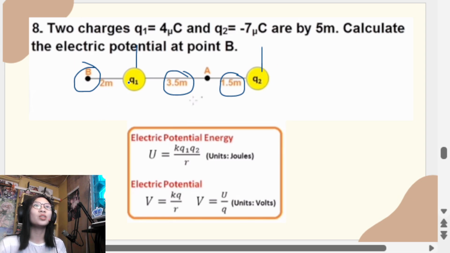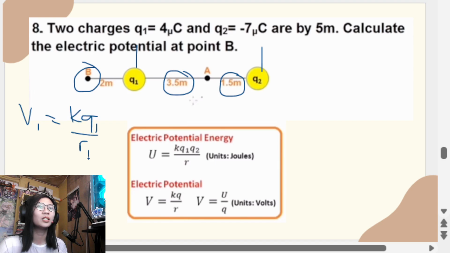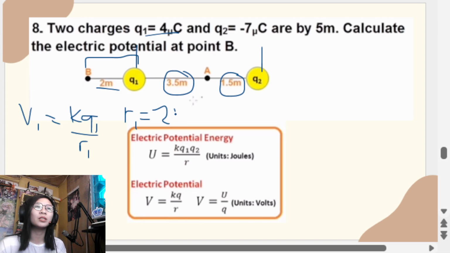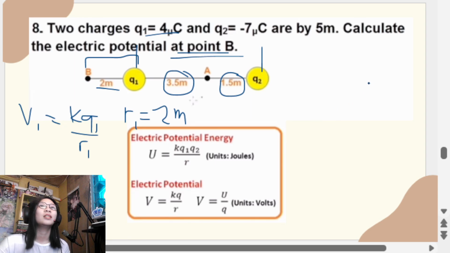So, Q1, we will find V1. That will be kQ1 over R1. Your Q1 is still 4 microcoulombs, but your R1 is actually 2 meters, because that is the distance between Q1 and B. So your R1 here becomes 2 meters. Since B is now what we are looking at, not A.